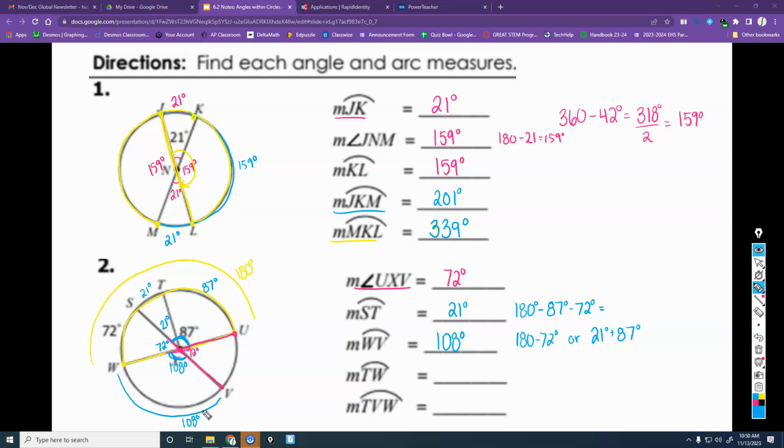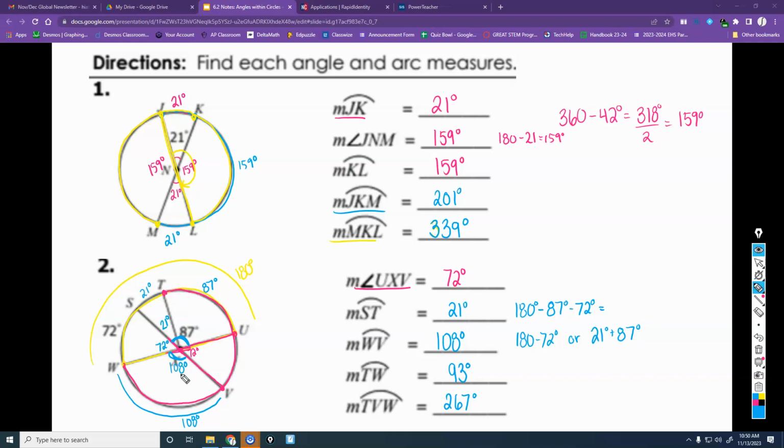We've got TW. So TW would be 72 plus 21, which will give us 93. And then TVW. So for TVW, we'd be going all the way around the circle here. And I'm hearing 267. How'd you get that? 360 minus that 93 we just found would be good. You also could add 87, 72, and 108. That'll give you the same thing. So you see there'll be a lot of options for how you get some of these answers.